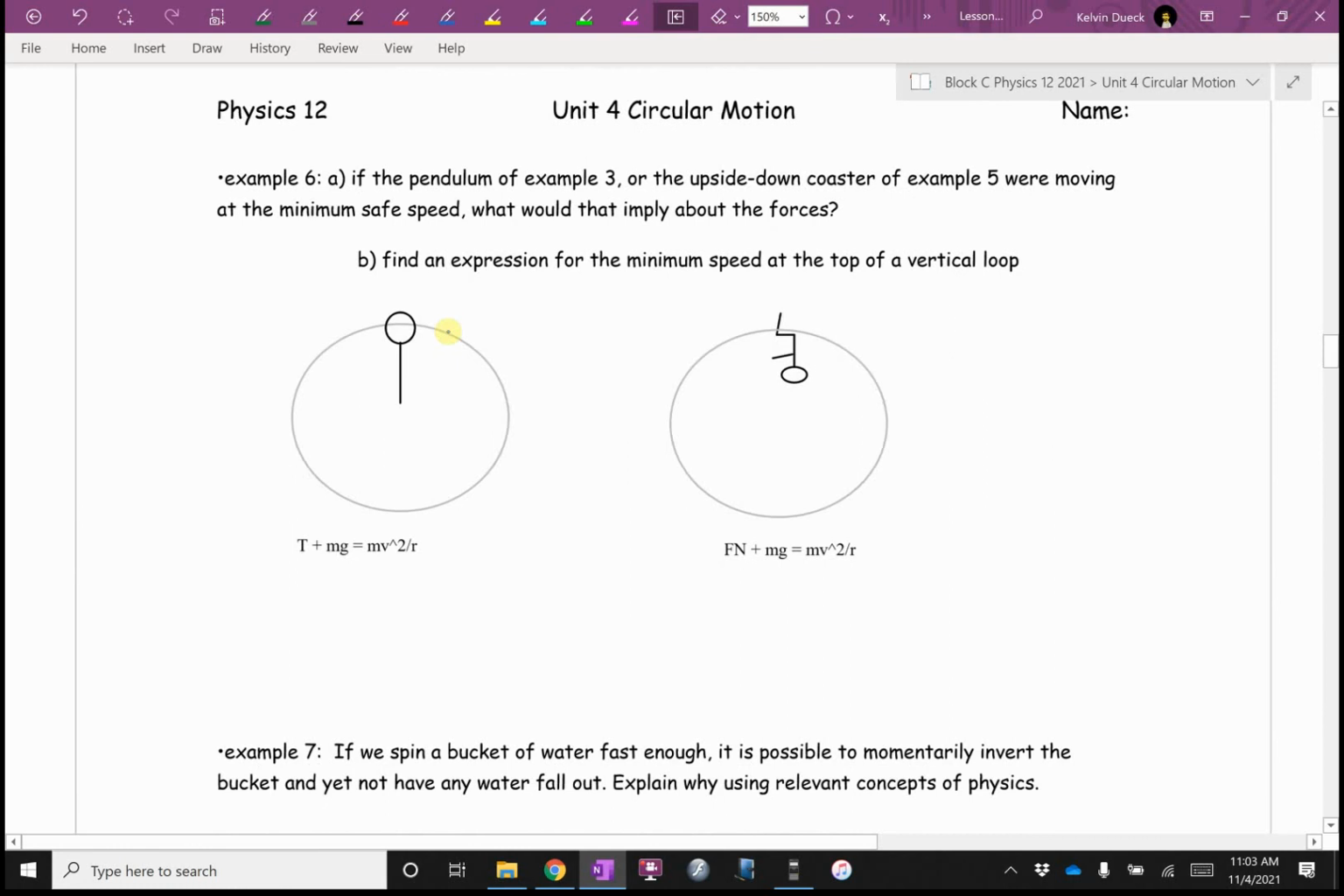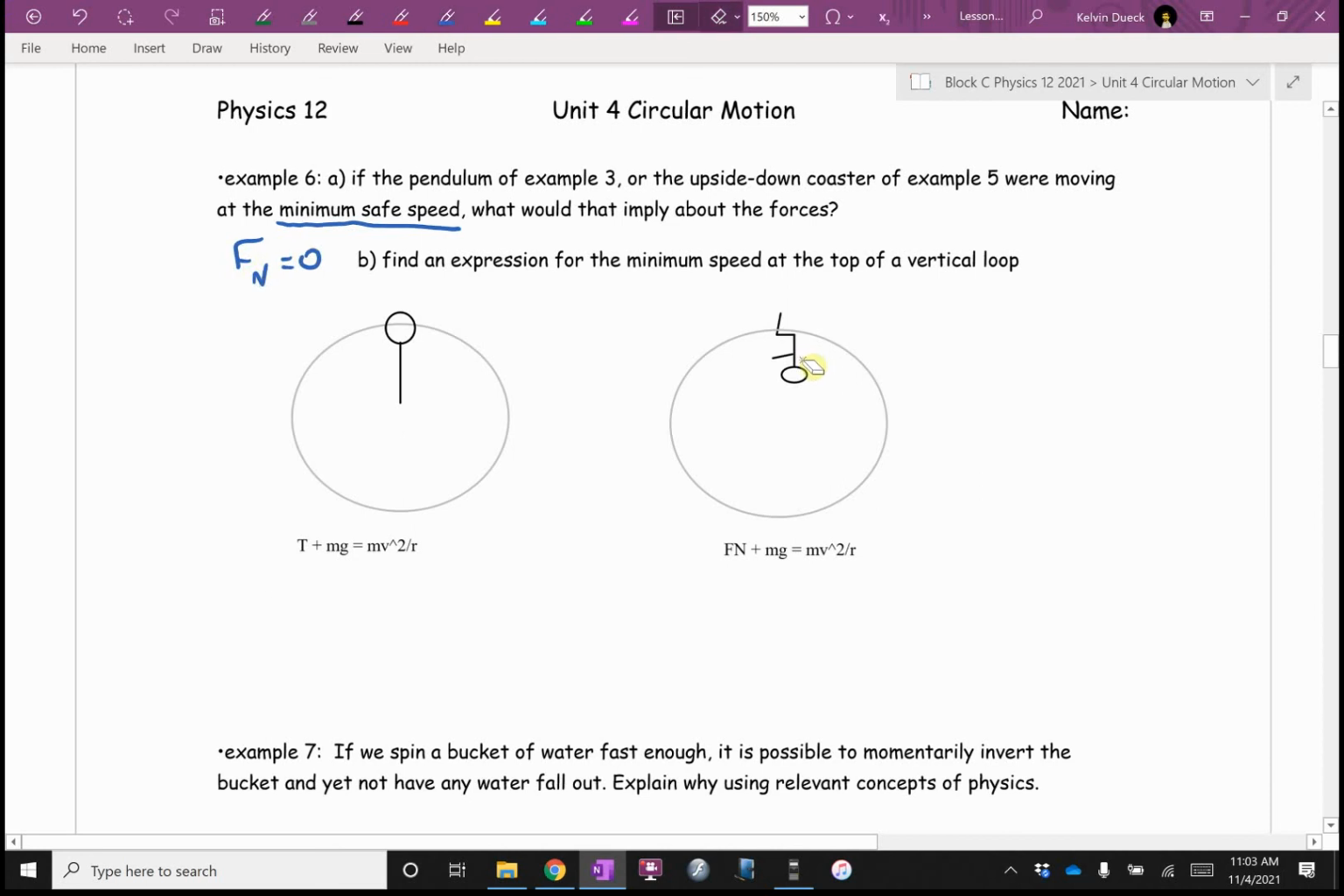So, example 6. If the pendulum of example 3 or the upside down roller coaster of example 5 are moving at minimum safe speed, underline minimum safe speed, what would that imply about the forces? Minimum safe speed, as slow as you can possibly go, you're feeling as light as you possibly can. What's the lightest you could feel exactly as a number? Write just underneath it: what that really means is the normal force equals 0.